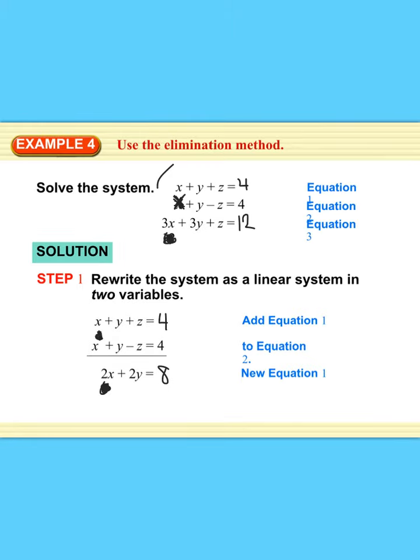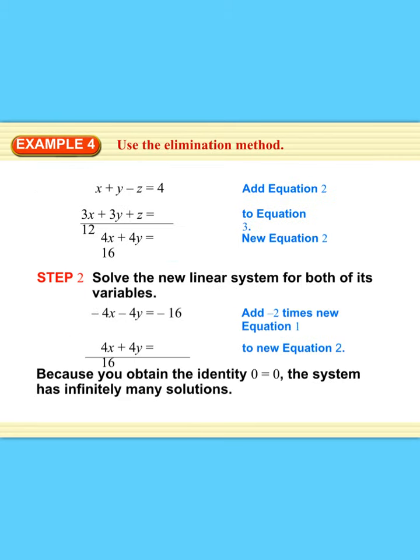Okay, so looking at this system, I see that my z's have the same coefficient and they differ by sign. So I can add those first equation and the second equation without multiplying by a constant. So I'm doing that down here. And when I do that, I'm going to get 2x plus 2y. My z's cancel. And 4 plus 4 is 8. So that's one equation in two variables. Now we need another equation, two variables.